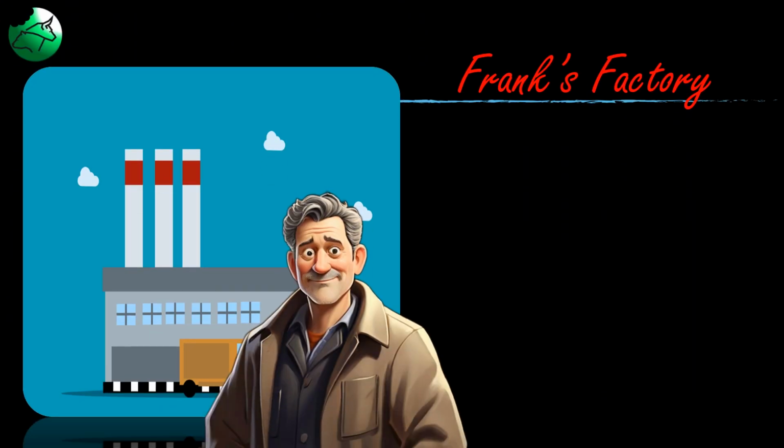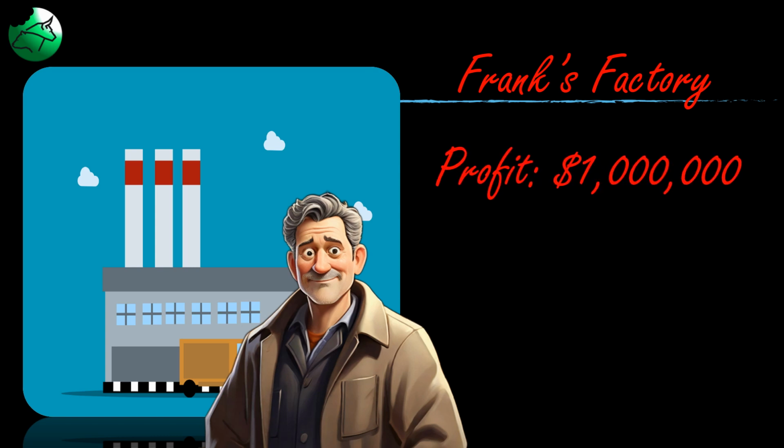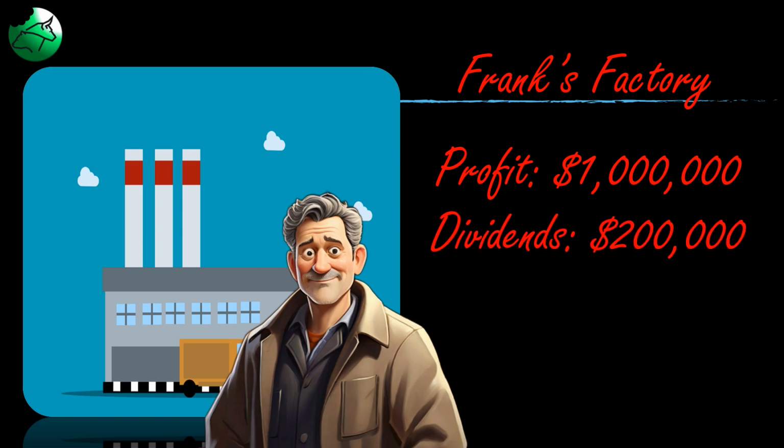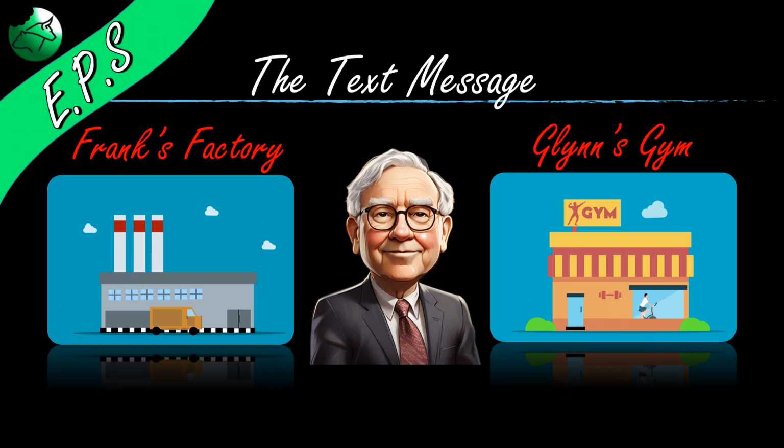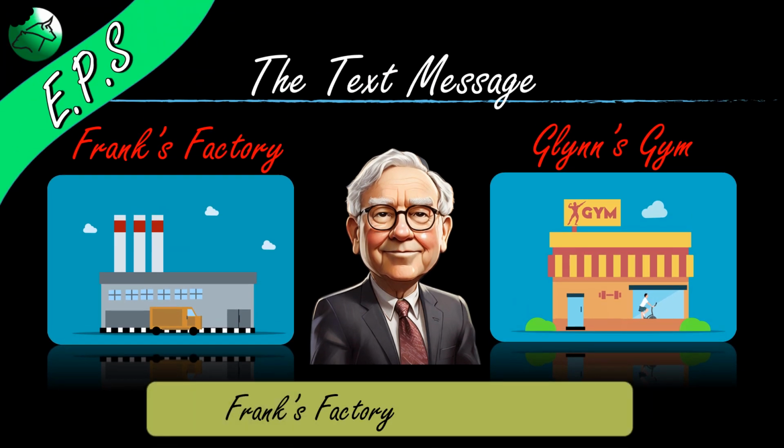So Frank went first and he boasted that his company had reported a net profit of $1 million for that year and bragged he'd paid his shareholders $200,000 in dividends. He also explained that he had 100,000 shares outstanding. Aaron Muffet thanked Frank for sharing this information with him and typed something into his phone.